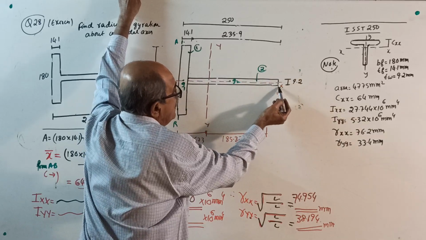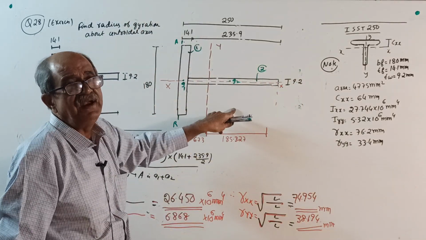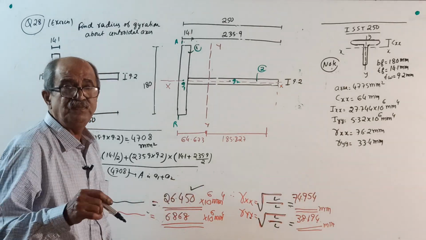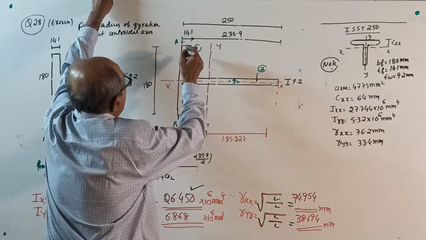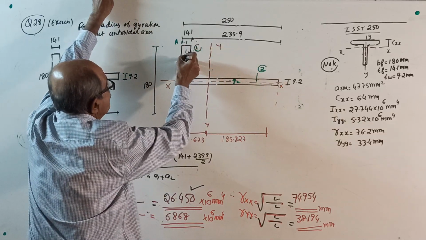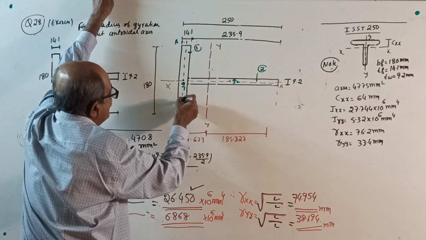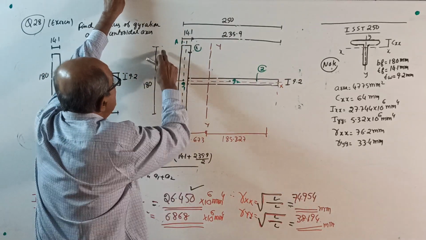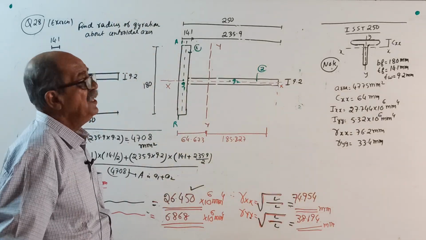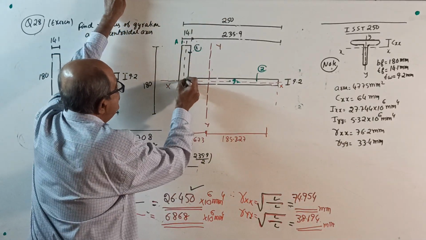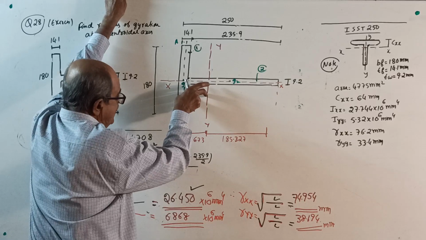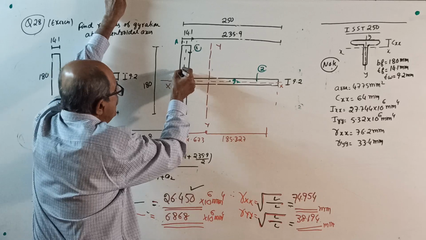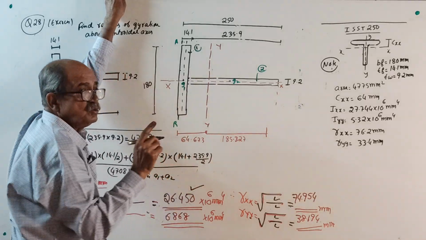235.9 into 9.2 cube by 12 plus area into 0 square, you will get IXX. I wrote the answer here. Exercise for you: IYY, first about its own centroidal axis, this axis. 180 into 14.1 cube by 12 plus area into this distance square. That distance square is 64.673 minus 14.1 by 2 whole square.